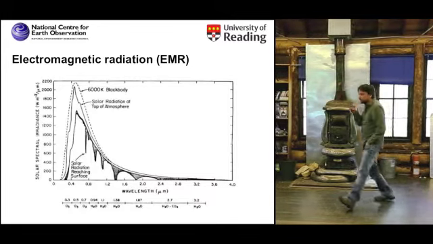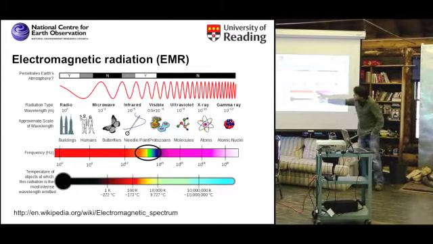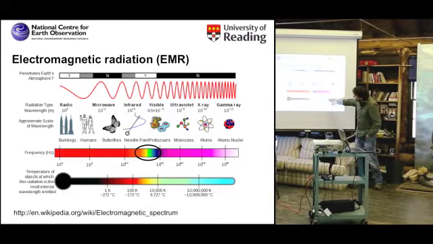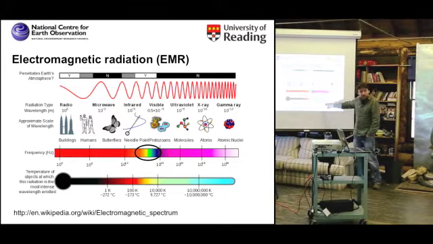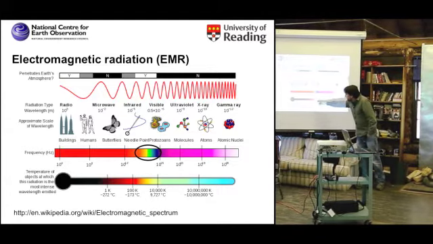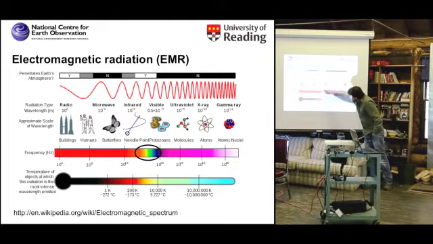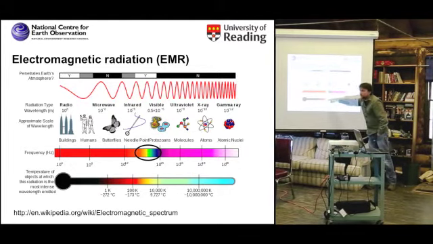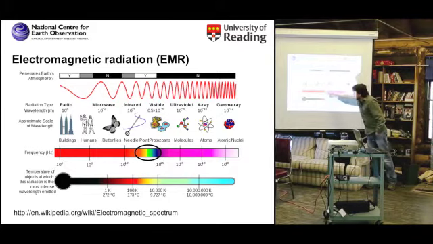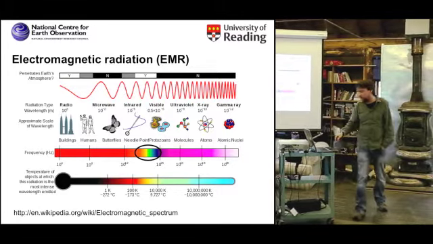Now, let me go back actually. The very bottom bar here is the temperature of an object that emits that radiation, the temperature of a black body, so an idealized emitter that emits the frequency here. So this stuff here is at about 6,000 Kelvin, which is the temperature of our sun. Okay? So the visible wavelengths of light are emitted by a body that's about 6,000 Kelvin, and that's approximately the temperature of our sun.